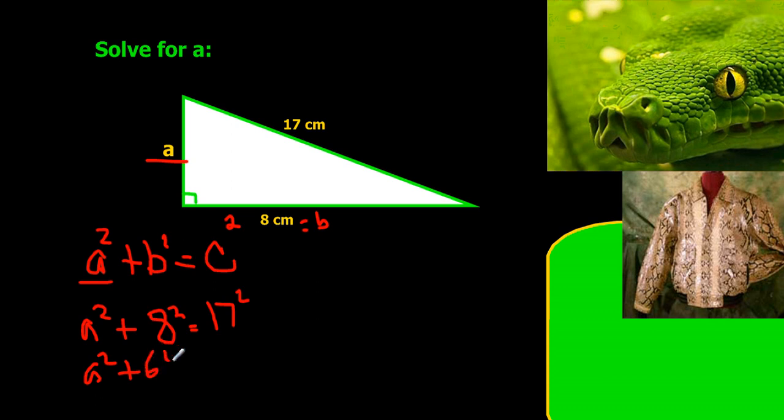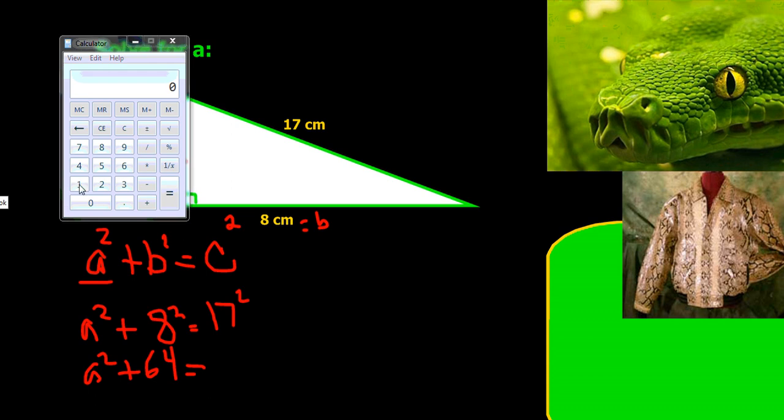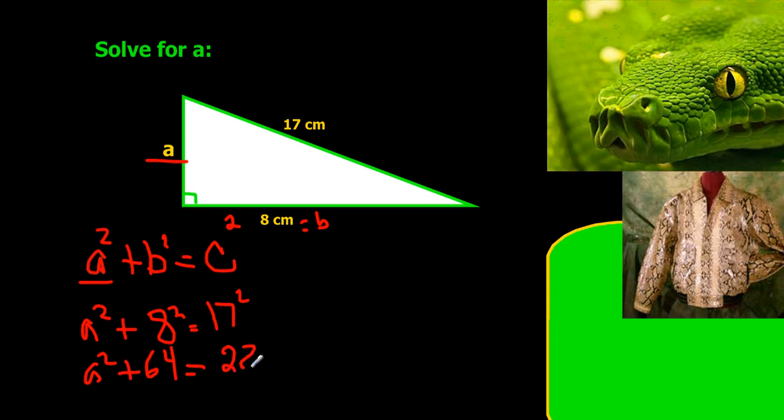64. 64 equals, Pete, do you know 17 squared? That one's a little harder. No. Let's just turn over to our trusty calculator. 17 times 17 gives us 289.